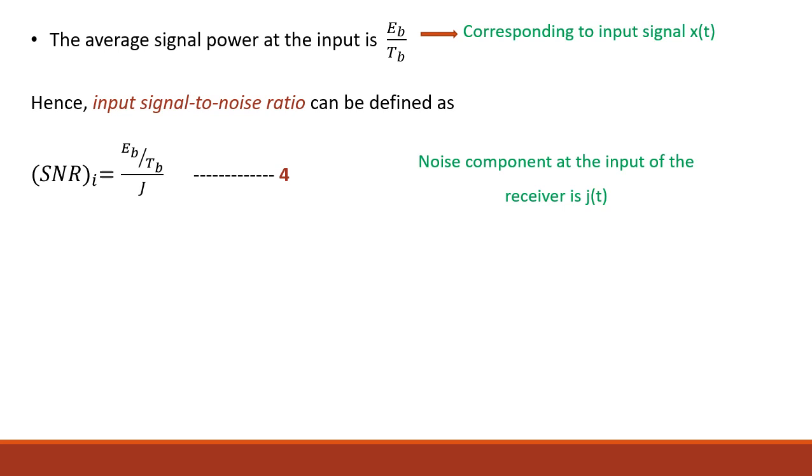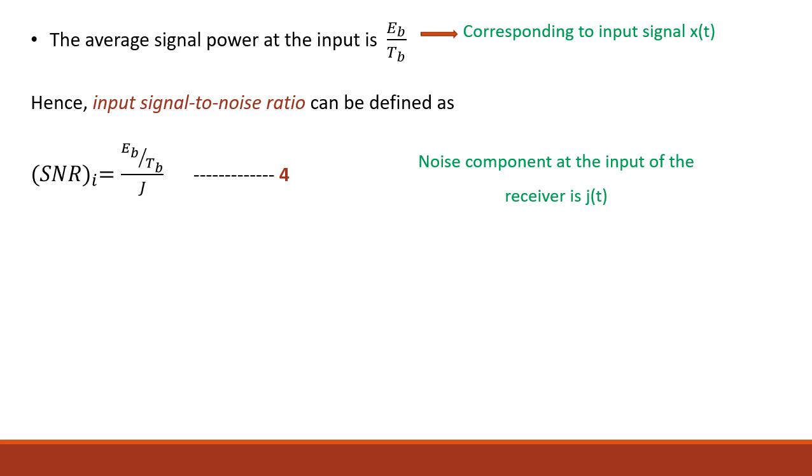So once we have calculated the SNR at the output of the receiver, next we move on to the calculation of the SNR, or signal to noise ratio, at the input of the receiver. At the input of the receiver, we have the signal y of t, which is equal to x of t plus j of t, where x of t is the signal component and j of t will be the noise component. So x of t, the transmitted signal, is the signal component, and j of t, that is the jammer signal, will be the noise component.